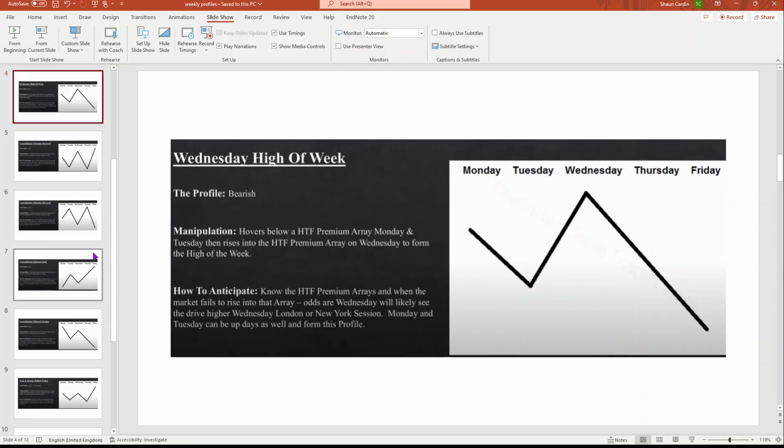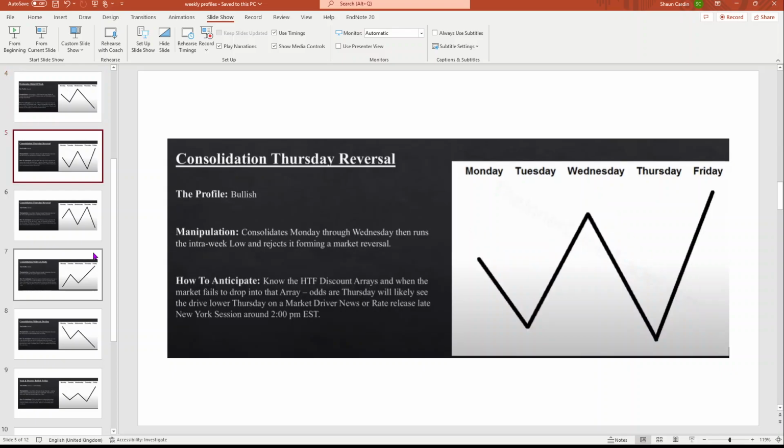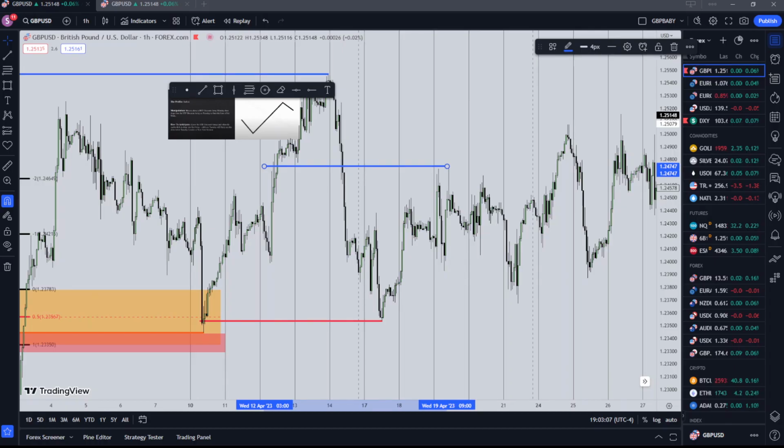It's definitely either this one or this one, but I'm not sure. I guess it looks more like this one. However, the fact that this low got taken out here, it's interesting. What we'll do is we'll have a look if there was a consolidation on the Thursday. So we'll go back to TradingView. Was there a consolidation on the Thursday? Yes, there was, and then it drives lower.